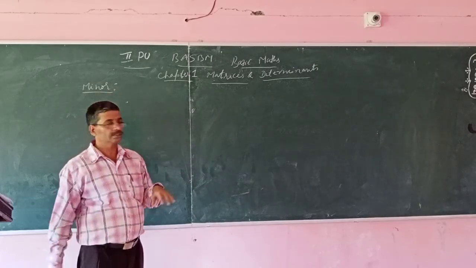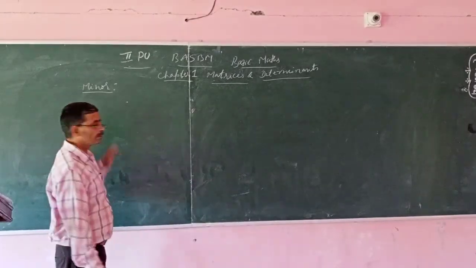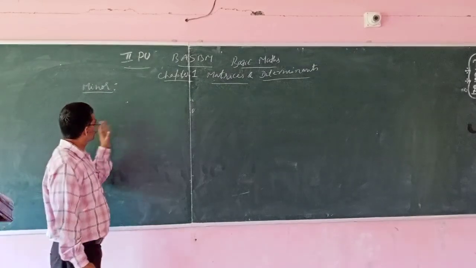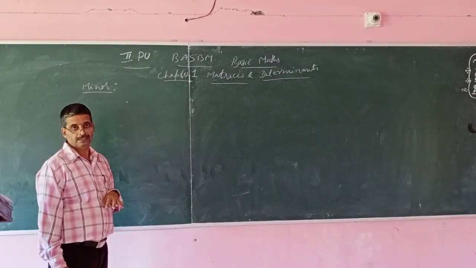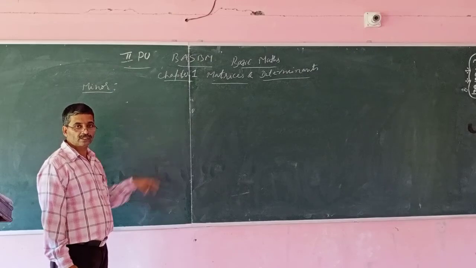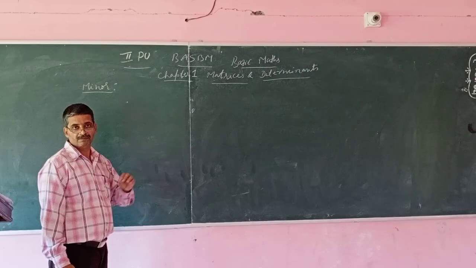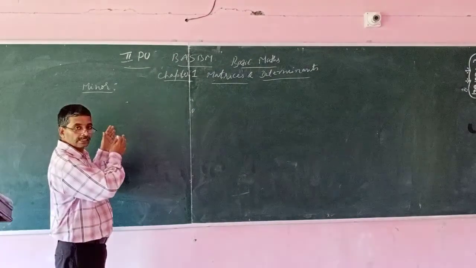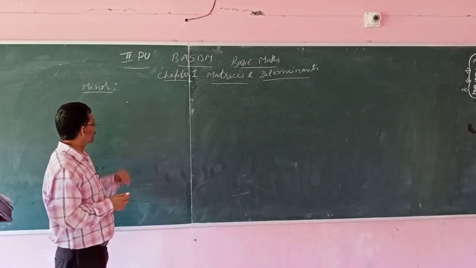So briefly I have told in the last class about minor. So what is a minor? Again we will recall it. Minor is nothing but the determinant obtained after deleting a particular row or particular column. So the minor of an element is given by the determinant after deleting that particular row and particular column. I will give some examples.